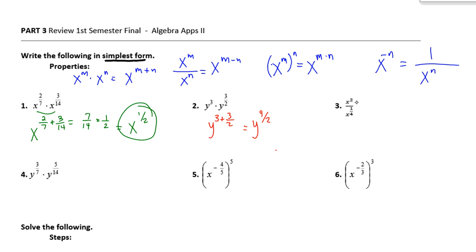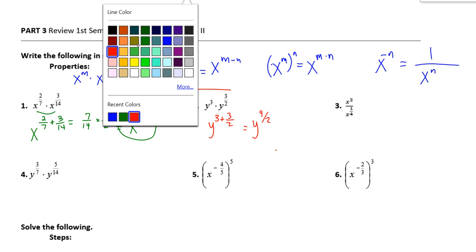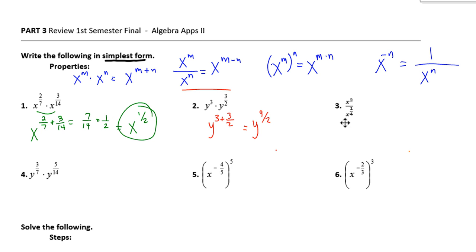Okay, this time we are dividing. Property says to divide, you're going to subtract those powers. So it's going to become x to the 2 minus 1/4. And again, calculator, boop, boop, boop. Calculator says that's going to be x to the 7/4.